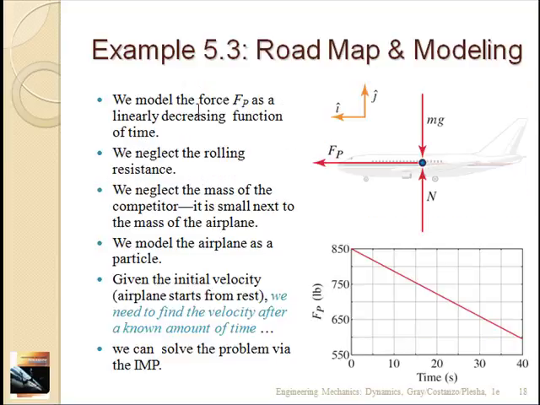All right, so we model the force as a linear decreasing function of time. We're given that the force on the airplane drops from 850 to about 600 over 40 seconds. So this is force versus time. We can integrate this over that time period, 40 seconds, to get the impulse. And by knowing the impulse, we can get the change in momentum. The initial momentum is zero because it starts from rest. So we can find the final momentum, which gives us the final velocity of the plane.